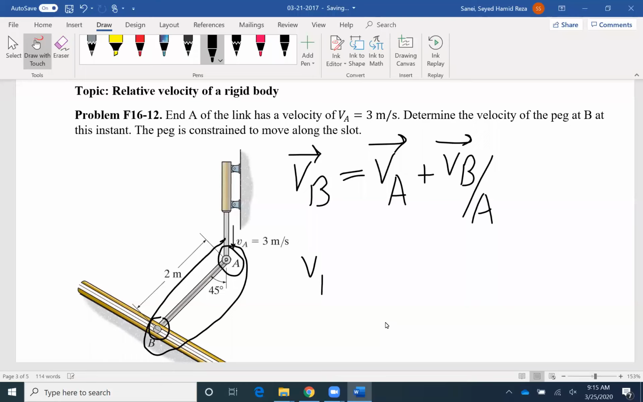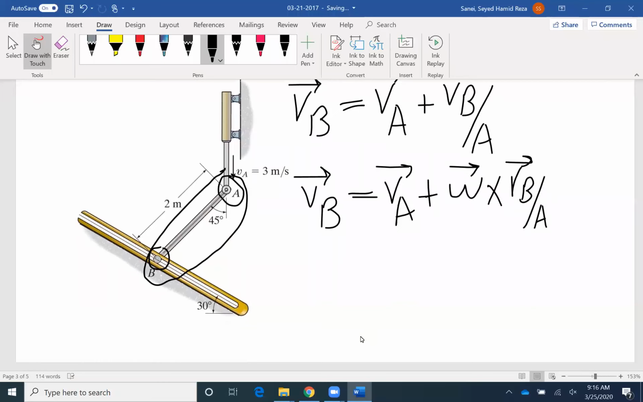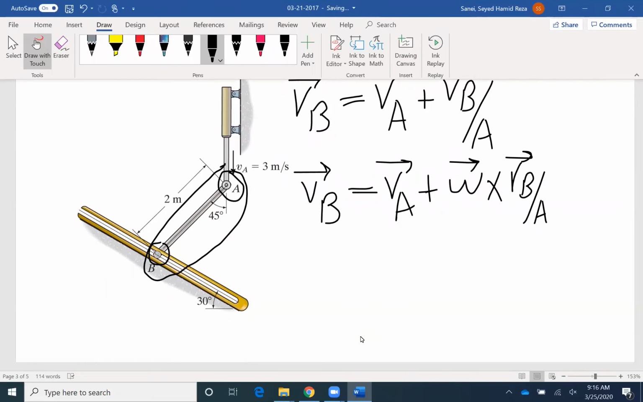I can rewrite this equation to include the rotation component. So VBA would be omega cross RBA. So let's look at our equation to see what we have and what we don't have. The problem is asking for VB. So VB is a vector here, but we have the direction. We don't have the magnitude, but we have the direction. VA, we have everything about it. We have the magnitude and the direction. So far the magnitude of VB is not known.